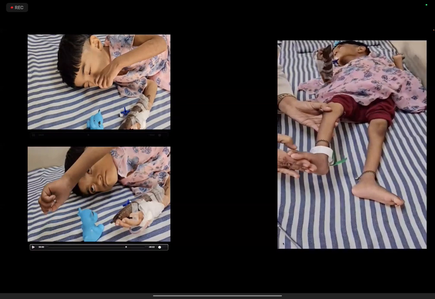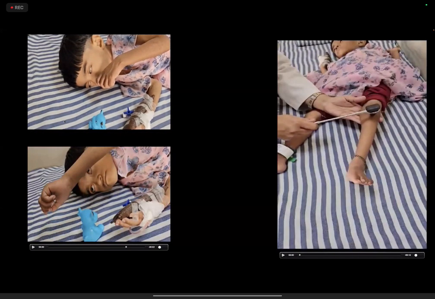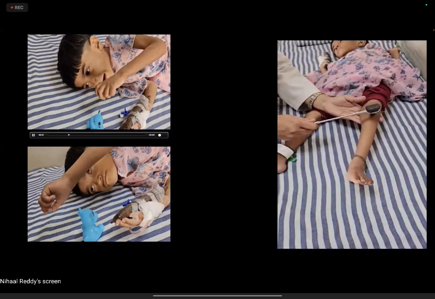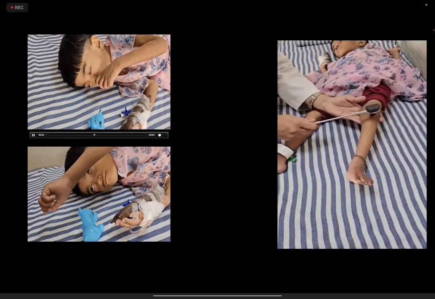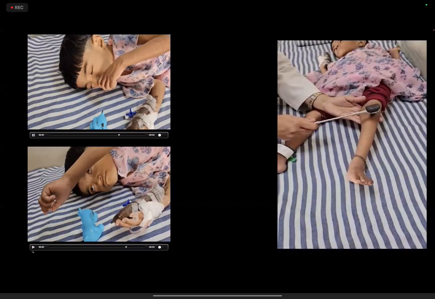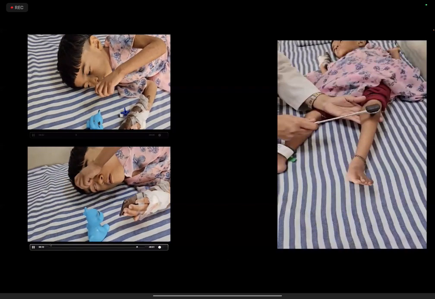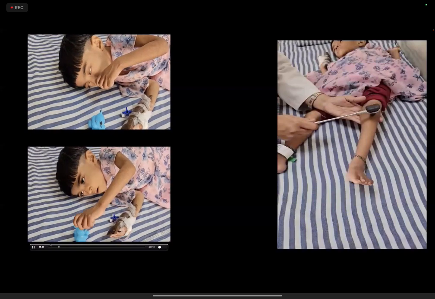We'll play one video at a time. Now she has lost ambulation, and gradually she has lost sitting, and presently she is confined to the bed. There is regression of fine motor as well. Social is preserved. Language, she has lost the words, but bisyllables are there.